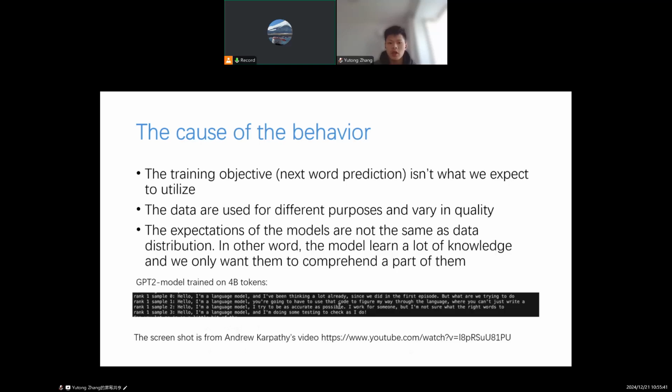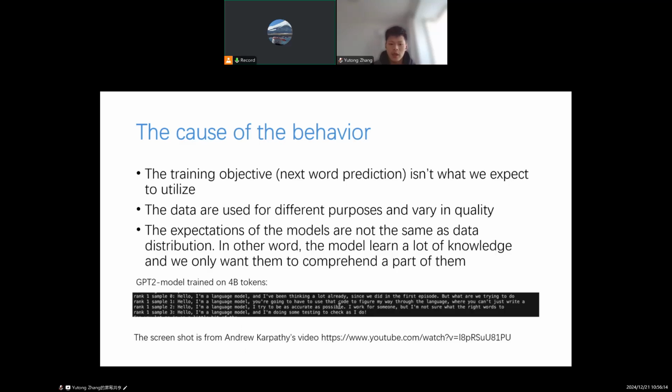First, the training objective, which is next word prediction, isn't what we expect to utilize. For example, for a chatbot, we're going to use it for educational purposes, for example, teaching others about maybe science, math, literature, or something, and maybe we want it to generate code. However, this is not what we do to train a model. We only want it to predict the next word coherently.